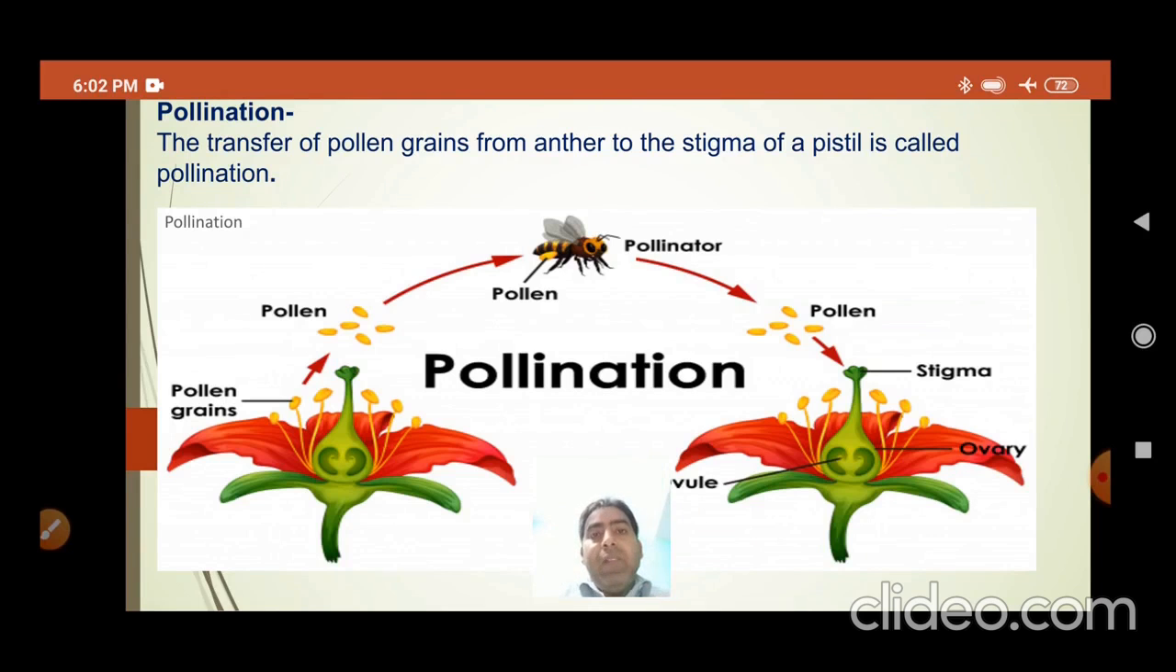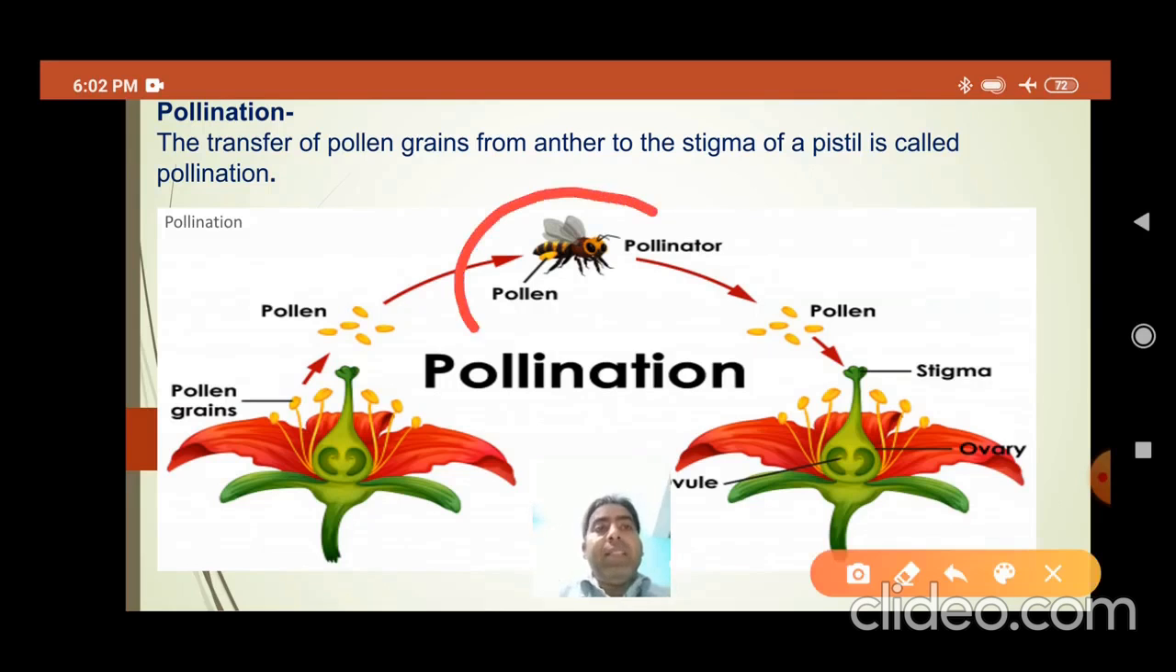Pollen grains, as I said just now, are found in the stamen, in the anther part. These pollen grains are carried by different modes. Here you can see a fly and a bee. They sit on this flower, and the pollen grains stick to their legs. One who helps in pollination is called a pollinator, or agent of pollination.